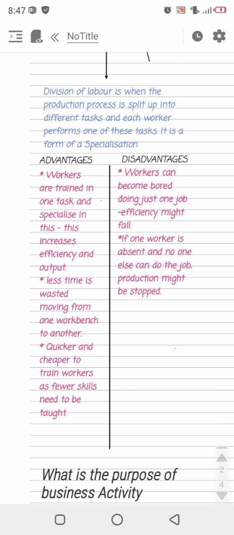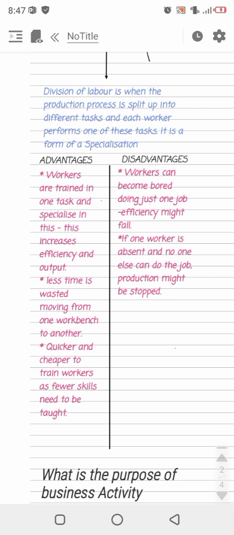Okay, disadvantages: workers can become bored doing just one job, and efficiency might fall. This can demotivate the employees and make them bored. For example, if you're eating only a burger for a month, even if you love eating burgers, you would get bored of eating them for 1 month. You would get bored just doing one thing, just eating the burger.